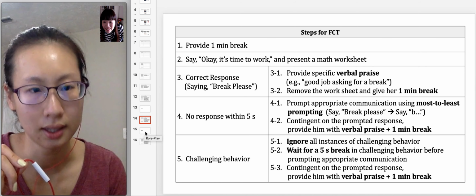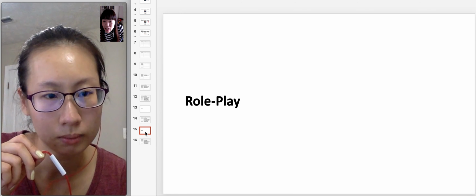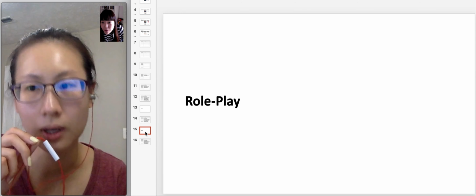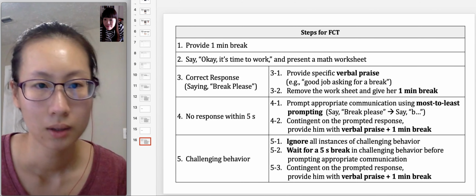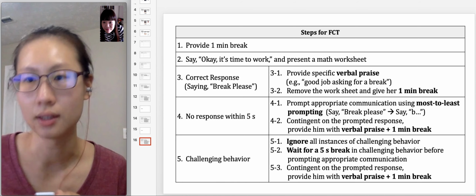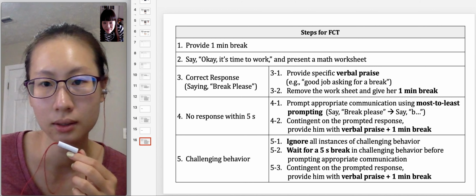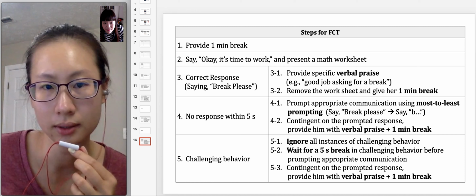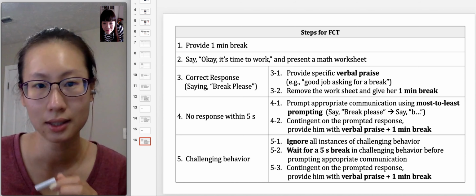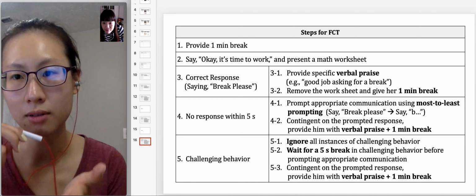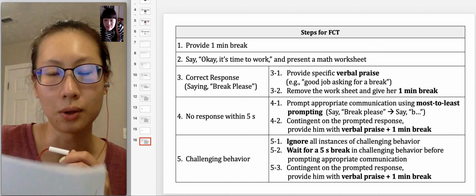Yeah, true. Okay. And then prompt the break, please. Yes. Okay, sounds good. Now let's do some role play. It'll be great if you can do the teacher this time and then I will do the student. So I'm giving you a break for a minute, and then I'll give you the math worksheet and say, okay, it's time to work. Say break, please, if you don't want to work. Break, please. Good job asking for a break. You don't have to do it. And then I give you another minute of break, and then I present the math worksheet again. Okay, it's time to do math.